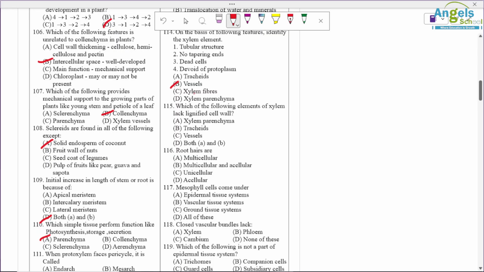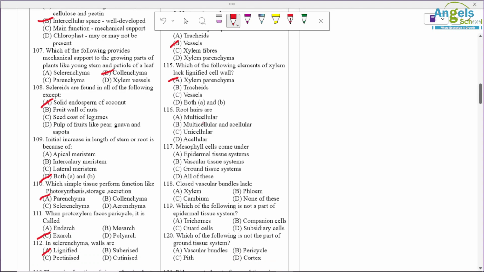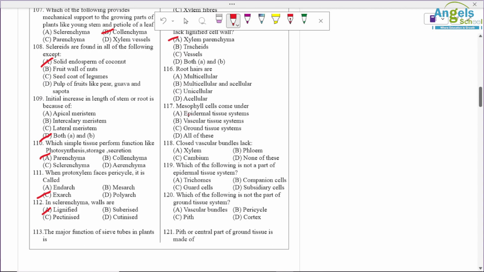Which of the following element of xylem lacks lignified cell wall? So xylem parenchyma is living cells and does not contain lignified cell walls. Root hair are unicellular in structure. Stem hair are multicellular. Mesophyll cells come under, so mesophyll cells come under a ground tissue system.